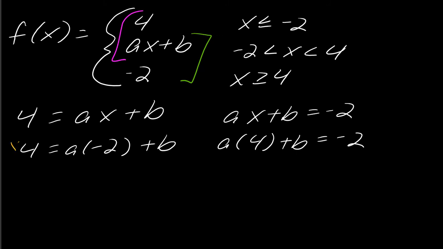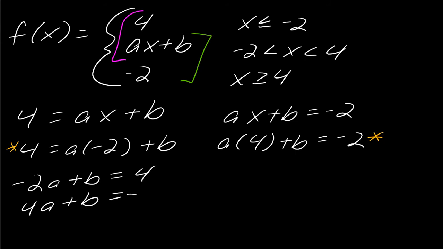So notice what I have. I have this equation and I have this equation. So this is actually now a system of equations, so I can set all of this up. So if I rewrite this, I have negative 2a plus b equals 4, and I have 4a plus b equals negative 2. Hooray! Okay, so now I just have to use whatever methods I want to solve this.